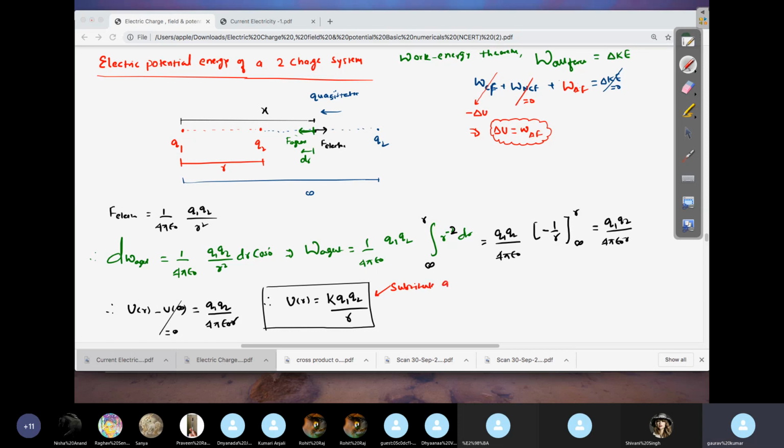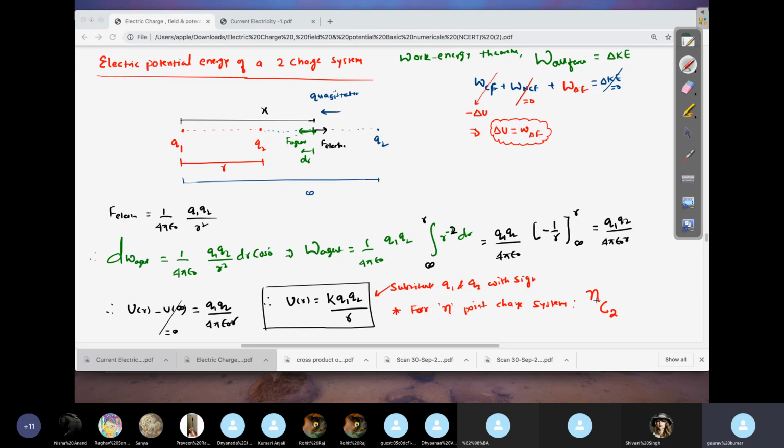Substitute Q1 and Q2 with sign. So one last consideration: for an n point charge system, if I ask you to calculate the total electric potential energy of this configuration, you will see how many pairs you will have.